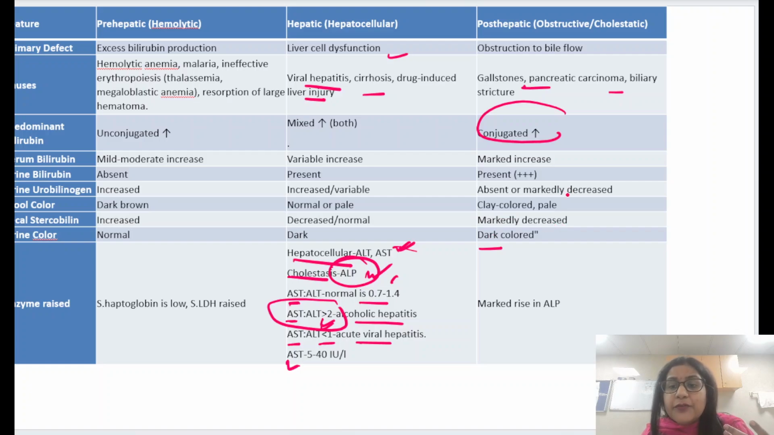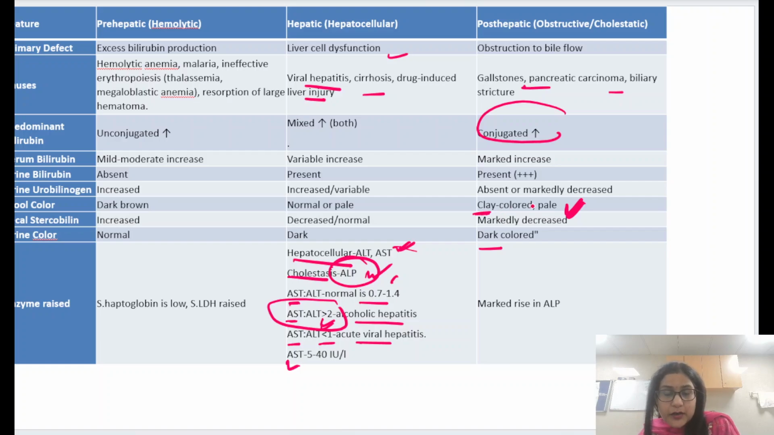It is going to have less of stercobilinogen. That is why you have pale colored stool. You have pale colored stool because of the obstruction. The conjugated bilirubin is not going to get deconjugated within the intestine, and that is why you have clay colored stools in your post-hepatic jaundice. So whenever you get this history, that means you are dealing with a post-hepatic jaundice.